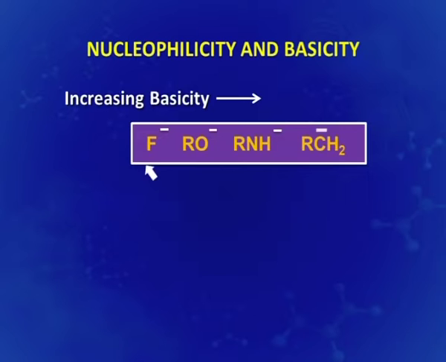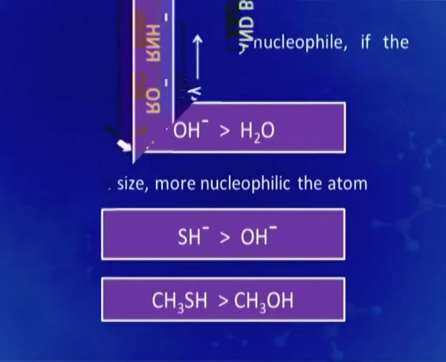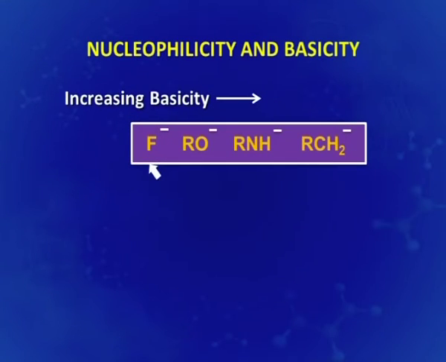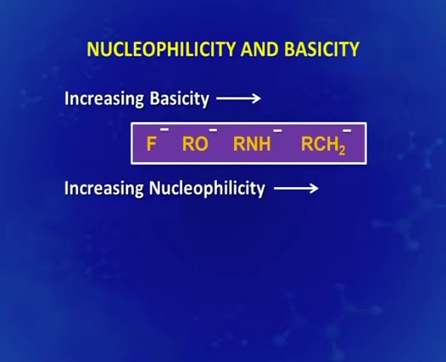nucleophilicity. The reason being the same as what we've seen in the previous slides, that is the ability to accept the proton in case of fluoride is the maximum, and then of course it is the minimum in case of carbanion. Therefore, fluoride becomes the most basic and the alkyl negative ion becomes the most nucleophilic.